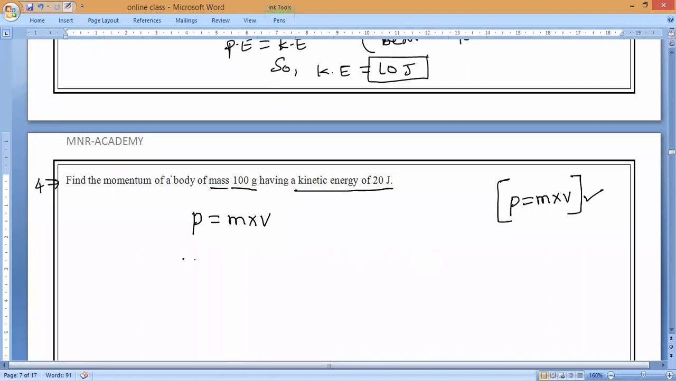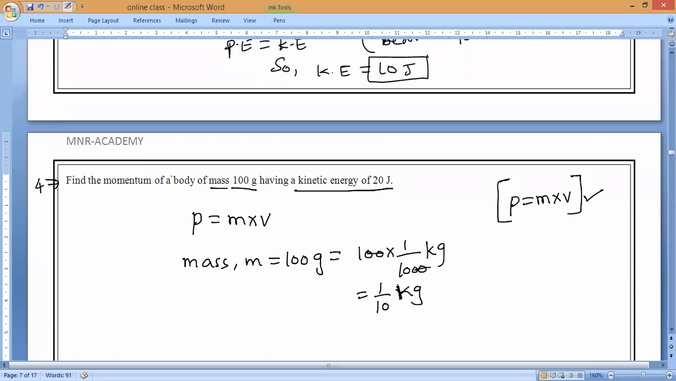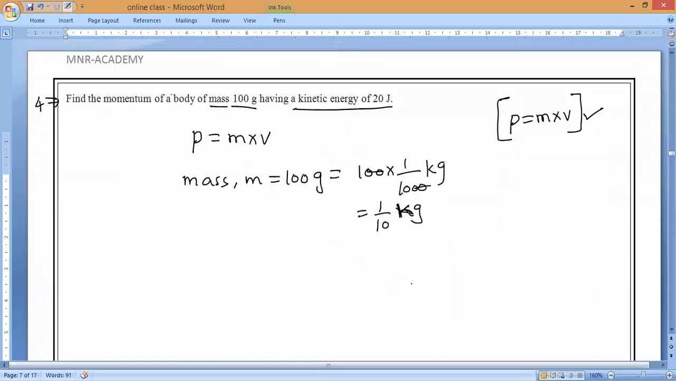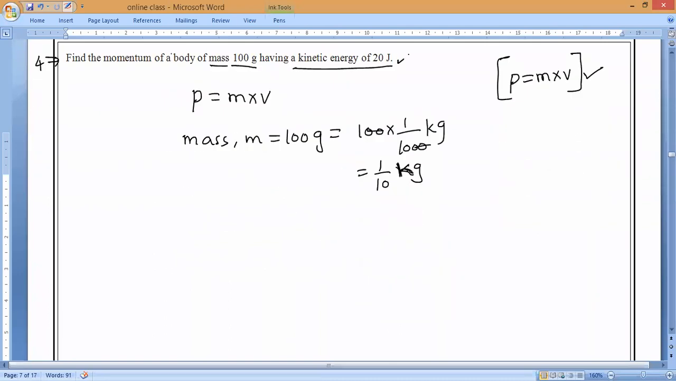First of all, convert mass. Mass M is equal to 100 grams, which is equal to 100 into 1 by 1000 kilogram, which we can write as 1 by 10 kilogram. Don't take decimals, because decimals always lead to tough calculations. Even if it is simple, let it be in fraction. Now velocity, by using kinetic energy, you have to find it.